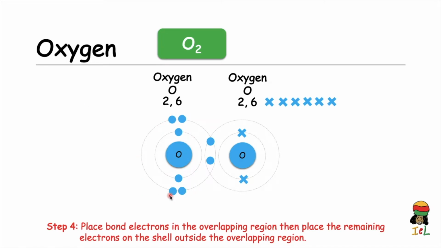The second condition for forming a covalent bond is that atoms always share an equal number of electrons with each other. Therefore, since the first oxygen shared 2 electrons with the second oxygen, the second will share 2 of its 6 electrons with the first oxygen, and once again, those shared electrons are placed in the region of overlap. After sharing 2 of its 6 electrons, 4 electrons remain, and these are placed on the area of the shell outside of the overlapping region. At this point, all the valence electrons for both oxygen atoms have been placed on the last shells.